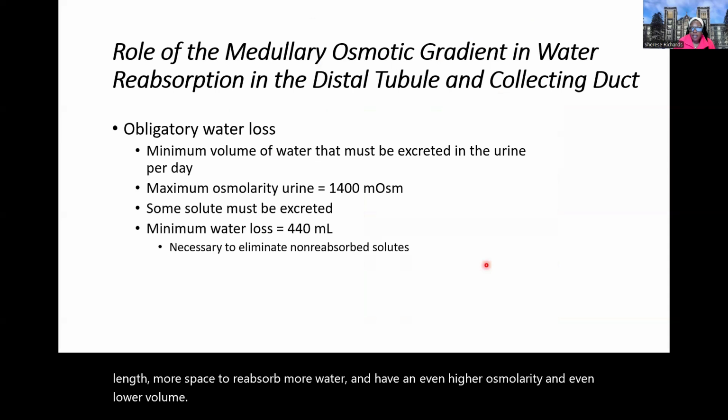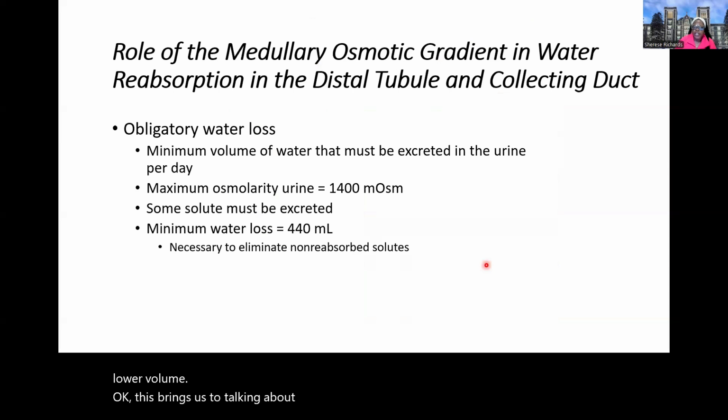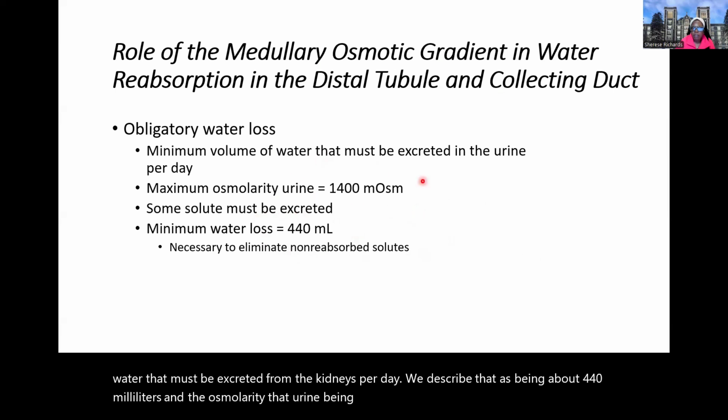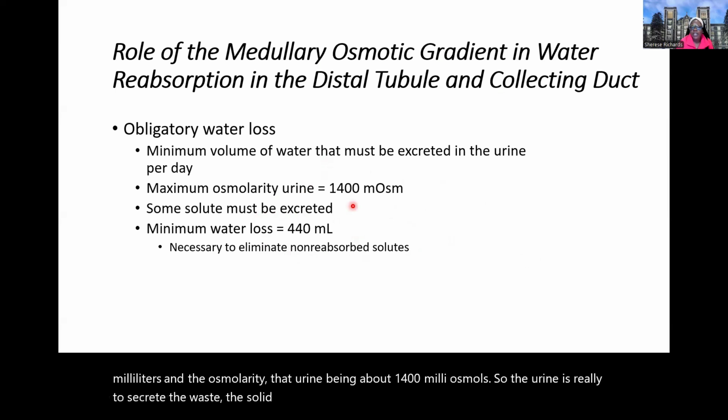Okay, this brings us to talking about that obligatory water loss. It's the minimum amount of water that must be excreted from the kidneys per day. We describe that as being about 440 milliliters, and the osmolarity of that urine being about 1400 milliosmoles. So the urine is really to excrete the waste, the solute waste. That's what we're really trying to eliminate.